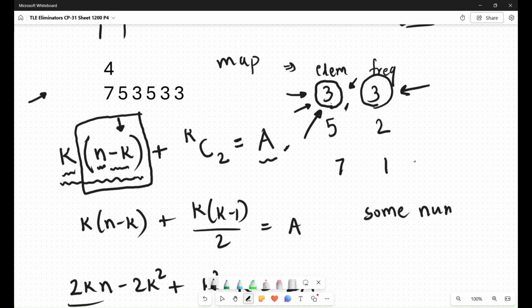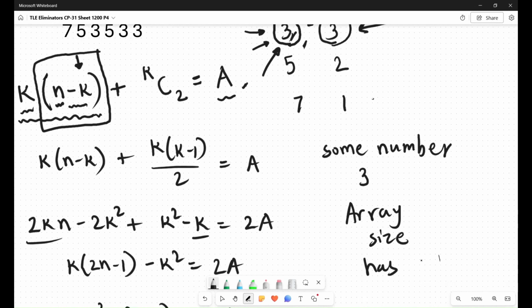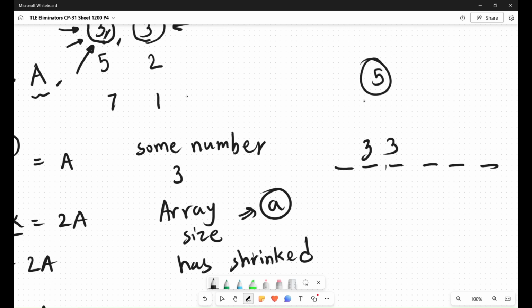Some number of 3, some number of these elements, right? Some number of 3, so that your array size has shrunk, right? What array size? Array size of a, the actual array a, because suppose this is the array a and you assign two positions to 3, and now you have to calculate for 5.